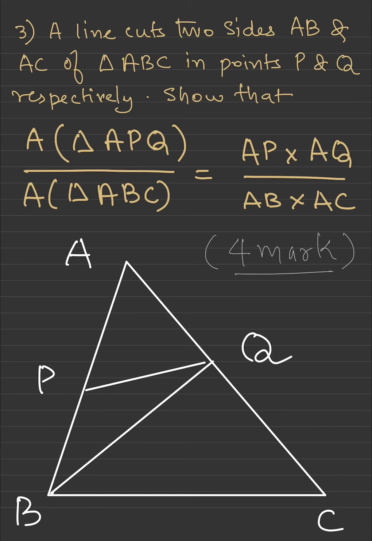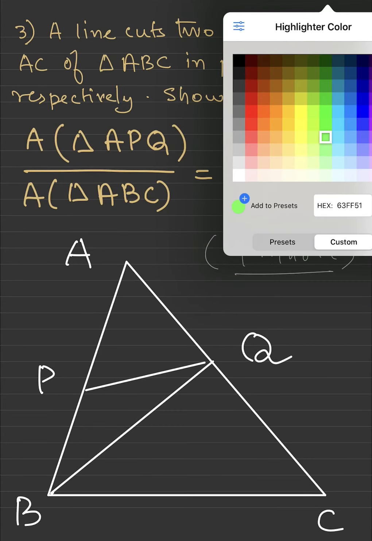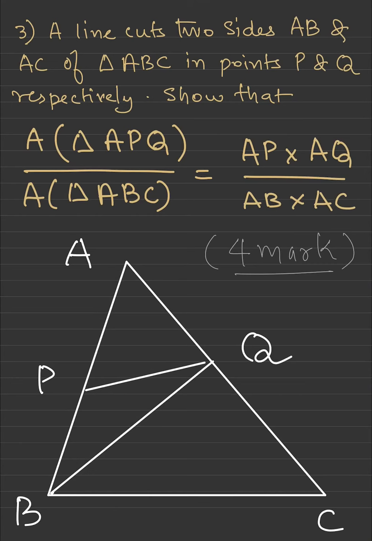Now here we first consider triangle APQ and triangle ABQ. Please listen carefully now. I'll highlight the triangle so that you understand better. So first, I'll consider the green triangle. I'll take triangle APQ. Can you see the green triangle? Triangle APQ and triangle ABQ.